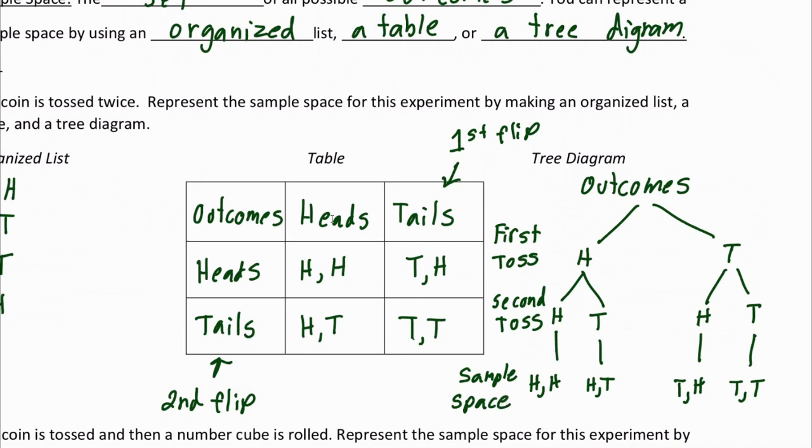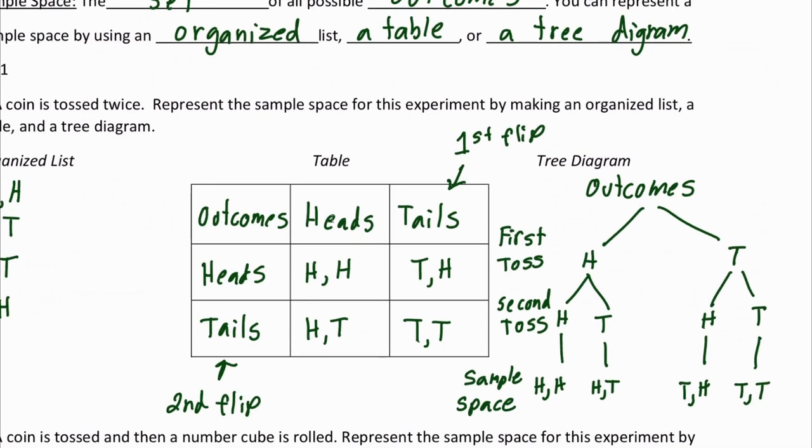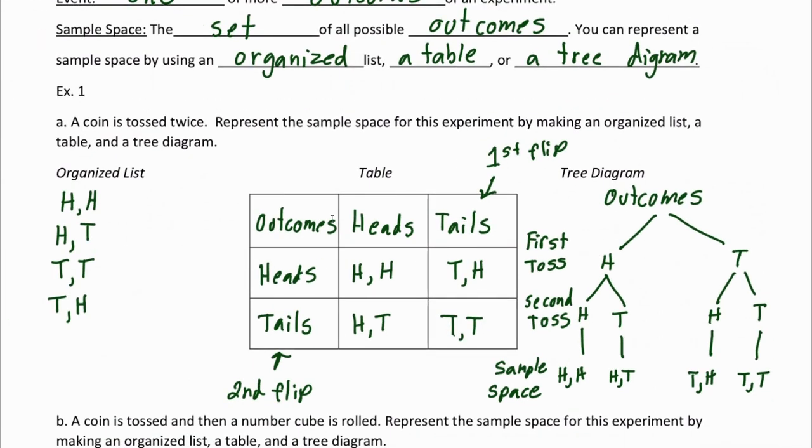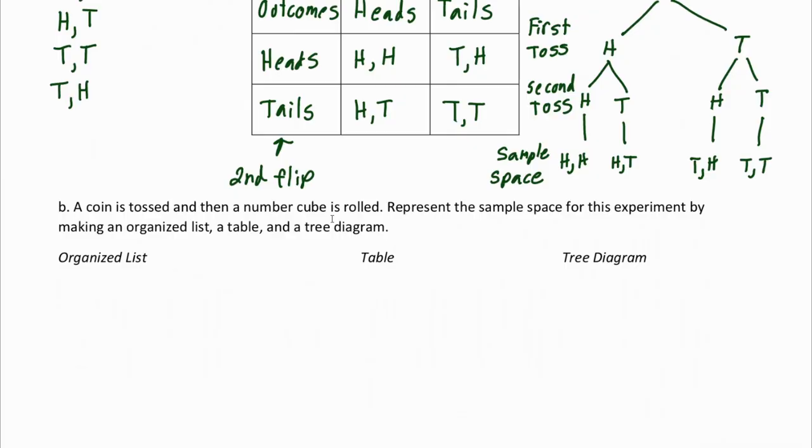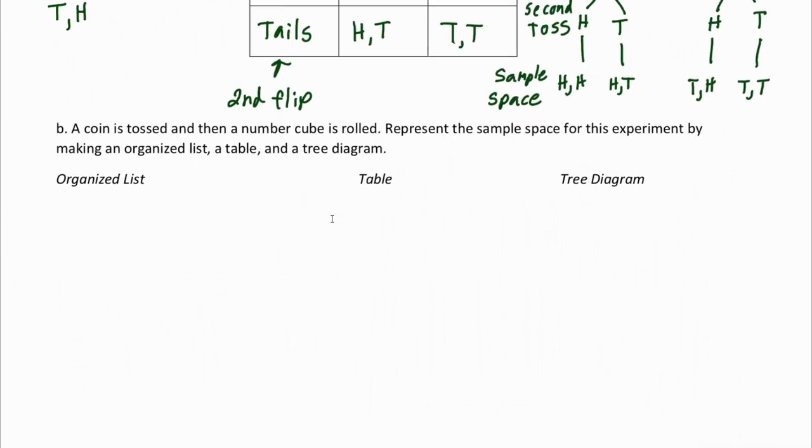These are three different ways to organize our experiments and our outcomes. You can pick whichever one you feel most comfortable with. But we'll do it again. This one says a coin is tossed and then a number cube is rolled. Represent the sample space for this experiment by making an organized list, a table, and a tree diagram.